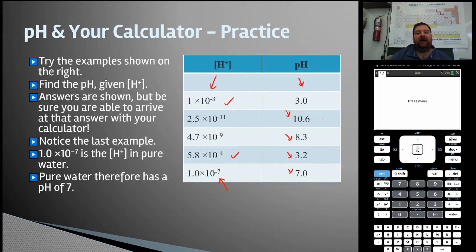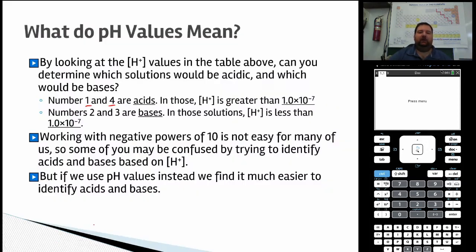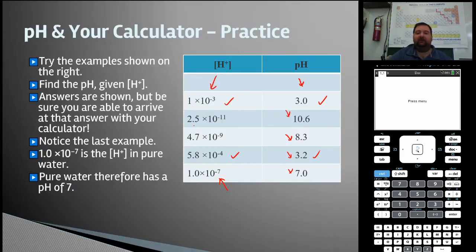How did we know they were acids? Well, the pHs were 3 and 3.2. Anything less than 7 is an acid. What else did we learn? Well, numbers 2 and 3 are bases. How did we know they were bases? Well, here's number 2, here's number 3, and these numbers are both greater than 7.